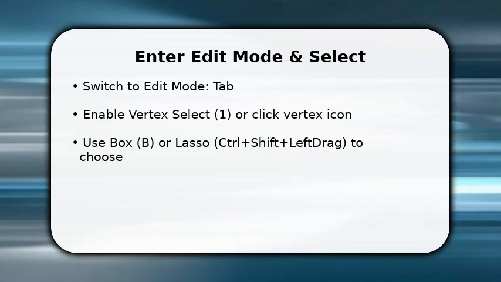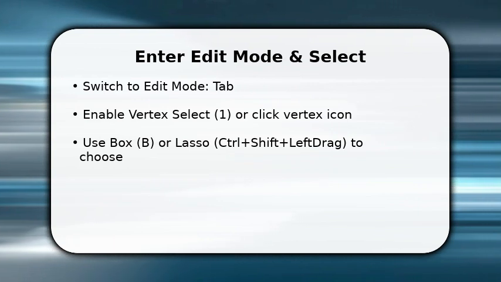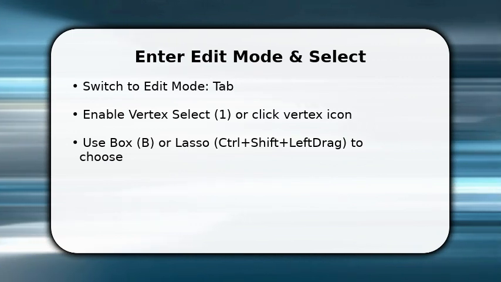You start by entering edit mode with Tab, then switch to vertex select so you target points, not edges or faces. Once done, use box select (B) or lasso to capture the exact vertex or small group. Make sure your selection is precise because nearby geometry can be affected.